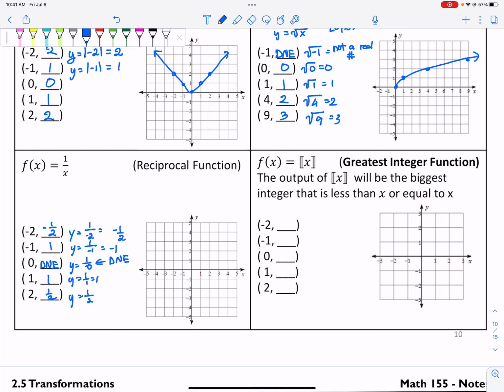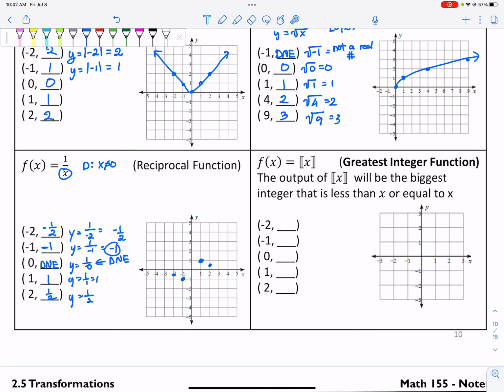Now let's plot these points: negative 2, negative 1/2. Negative 1, oh, by the way, this should be negative 1 here. Negative 1, negative 1. 0, we can't plot the point there because the input 0 doesn't give us an output. And recall that for the domain, for fractions, x cannot be 0. Next, we have the point 1, comma 1, and then 2, comma 1/2.